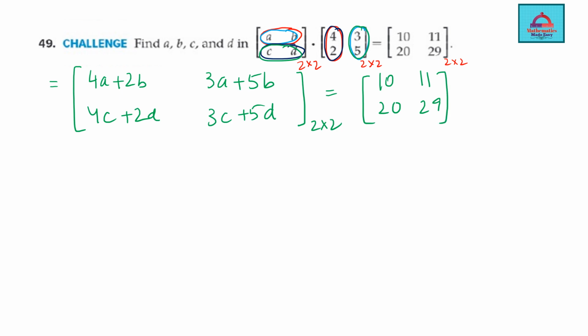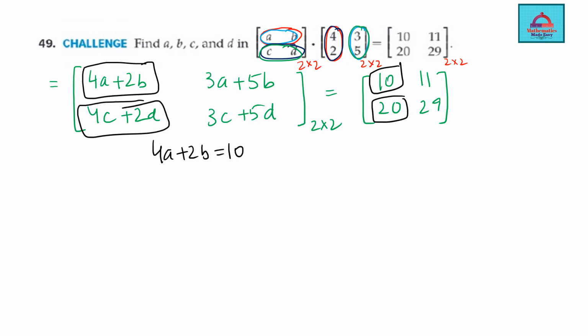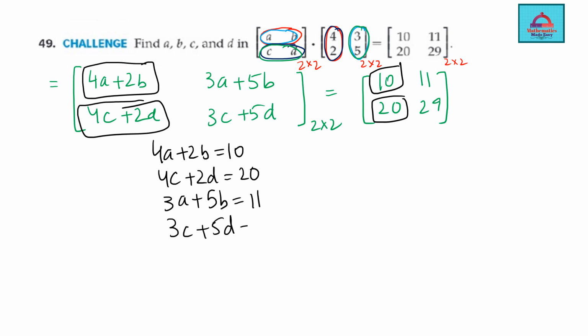Now we need to make the parts equal. So this part is going to be equal to this part. So 4A plus 2B is 10. This part is going to be equal to this part. So 4C plus 2D is equal to 20. Similarly, 3A plus 5B is equal to 11 and 3C plus 5D is equal to 29. So we have got 1, 2, 3 and 4, 4 equations and 4 unknowns. Now you need to solve them.